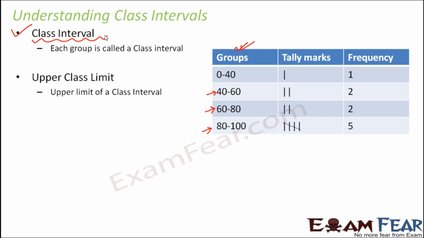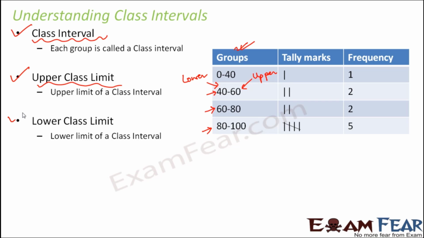Upper class limit. Now every class interval will have a lower limit and an upper limit. Like when you look at this 40 to 60, 40 is the lower limit, 60 is the upper limit. So the upper limit of the class interval is called upper class limit. And similarly, the lower limit of the class interval, like 40, is called the lower class limit. Now, when you look at this 60, 60 is an upper class limit for this interval, but 60 is a lower class limit for this interval.